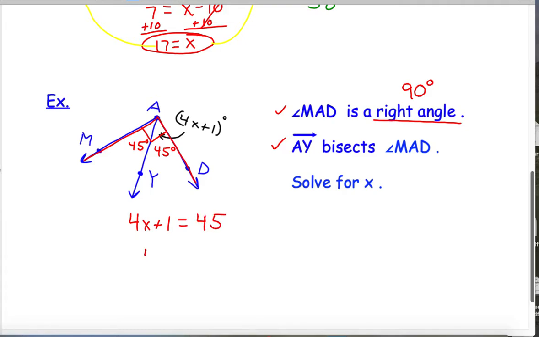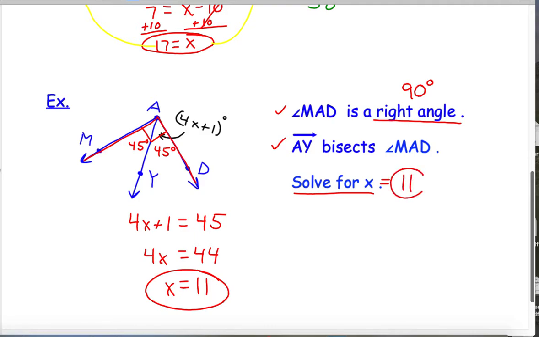So I'll subtract 1 from both sides, and then I'll divide by 4. And it says solve for x, so we don't have to plug it back in. We get x is equal to 11.